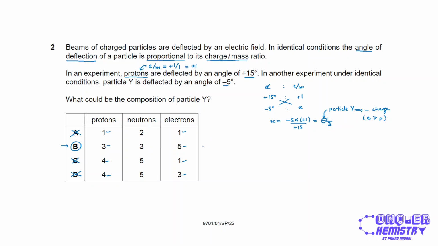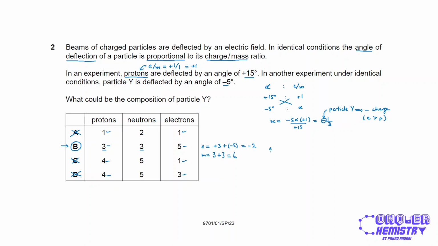The charge over here will be +3 for the 3 protons. You add to it the -5 for the electrons, that gives you -2. Mass over here will be just the protons plus the neutrons. Each of them has a mass of 1 unit. Electrons, remember, have a pretty much negligible mass compared to the protons and neutrons.